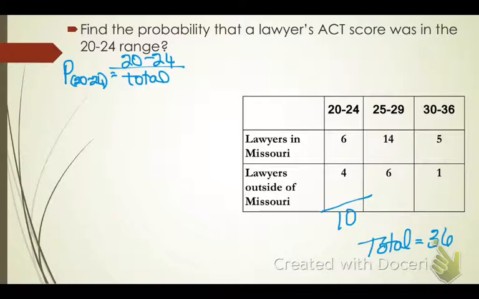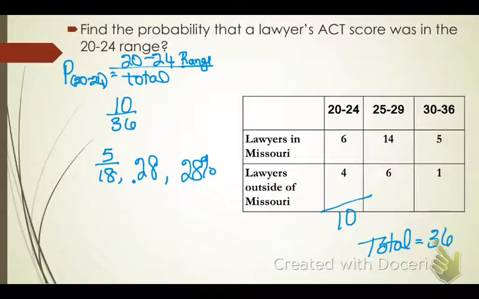So what we have is 10 out of 36. And that is a 28% probability that a lawyer in this survey scored 20 to 24 on their ACT.